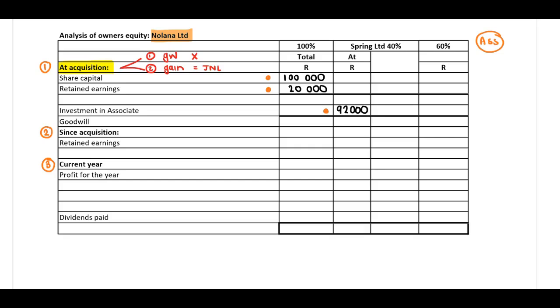Now, when you look at the at acquisition section, the portion that will be allocated of the total 120,000 times 40% to Spring will be an amount of 48,000. Therefore, guys, there is goodwill of 44,000, which is irrelevant to us.